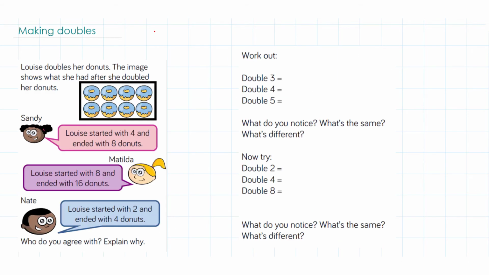Then some problems to do that are a little bit trickier. So reading, thinking about what they say. Who do you agree with? Explain why, full clear explanation. Then we're working out some of these and thinking about what we notice. What's the same? What's different? And then same with these doubles. What do you notice? What's the same? What's different? What patterns can you see? I'm going to go through the answers now in a moment, so pause here if you need to go through those questions still.